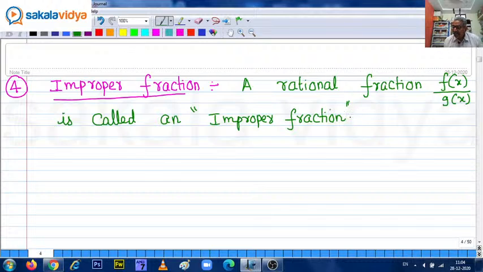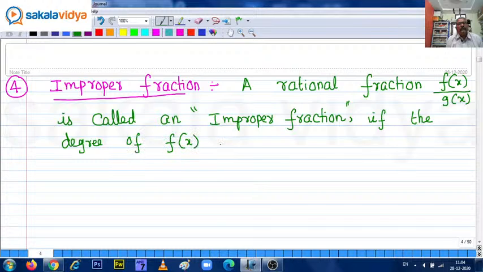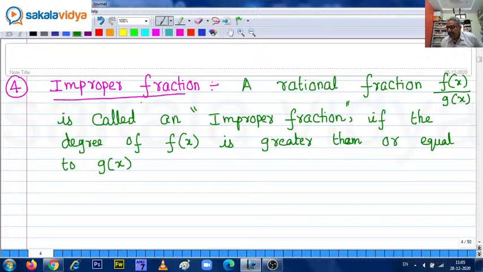Yes, diploma chapters only I have been dealing. If the degree of f of x is greater than or equal to g of x, this is the definition of the improper fraction. So my dear children, those who are appearing for the diploma, you need to remember all these definitions.